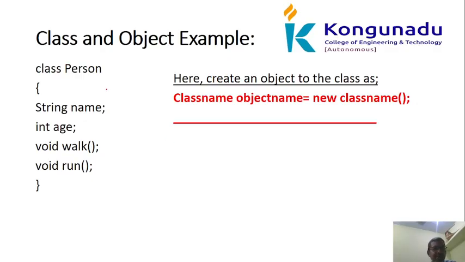Here is an example program we can see. Here the class keyword is followed by the class name. Within that, I am giving String as a data type, with the variable name, and then an integer as well. I have two methods, void walk and void run.